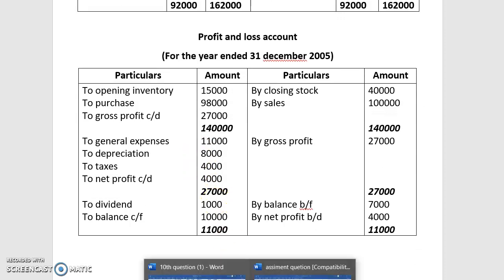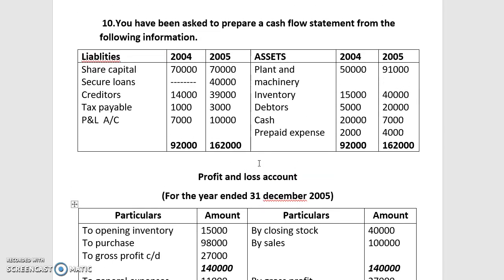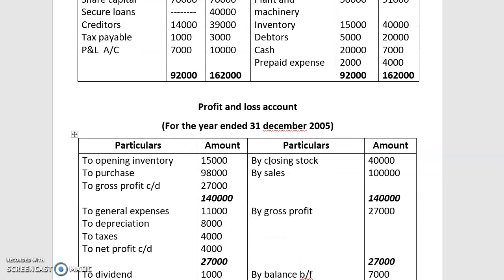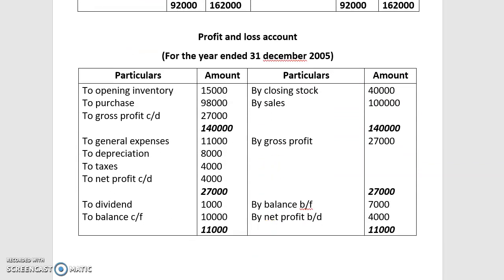Before that, I would explain here that you need to prepare two ledger accounts. What are the two ledger accounts? First one, the tax provision, that is the tax payable account, and another one is the plant and machinery account, because depreciation on plant and machinery is provided in the problem.